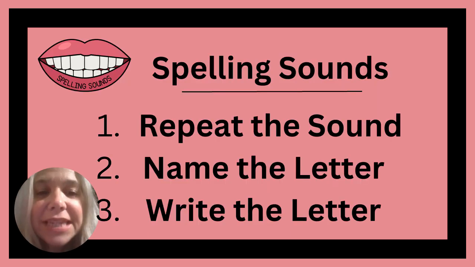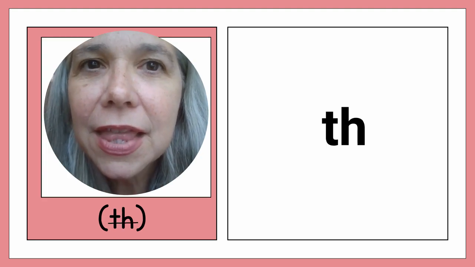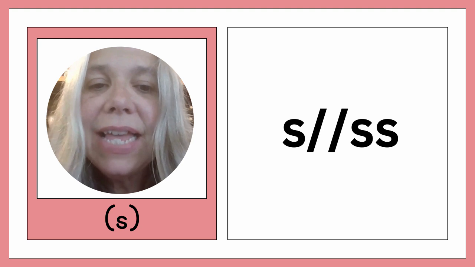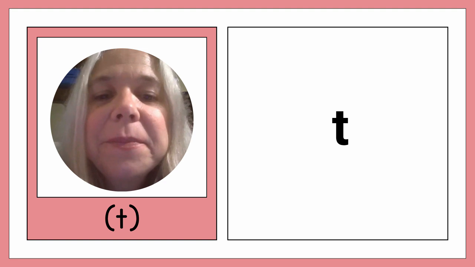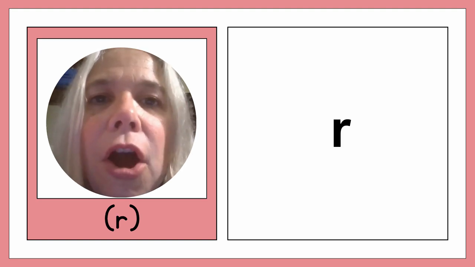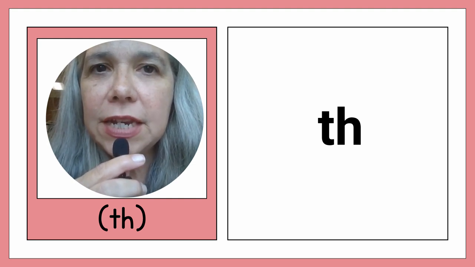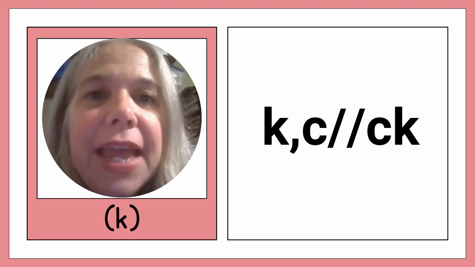Spelling sounds. Repeat the sound after me. Name the letter and write the letter. P. th. Digraph TH. S, final position, SS. G. T. R. Digraph TH. K. K, comma, C. Final position, digraph CK.